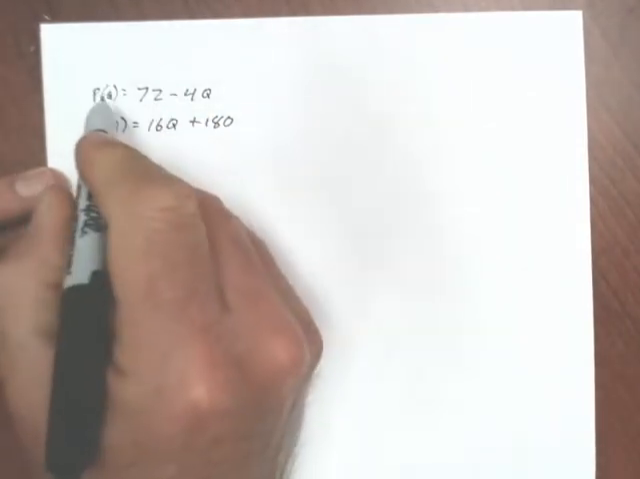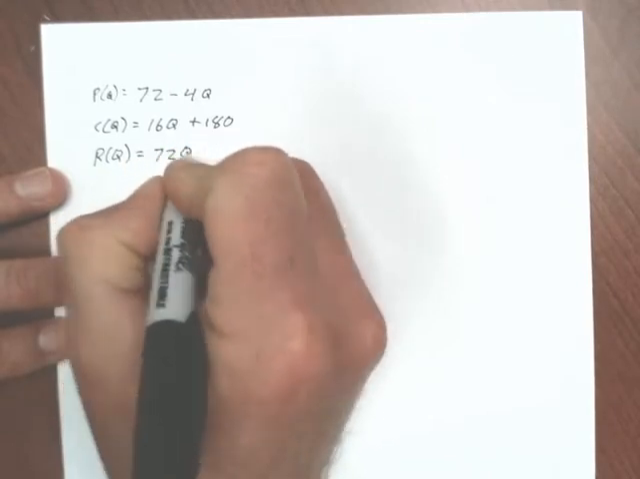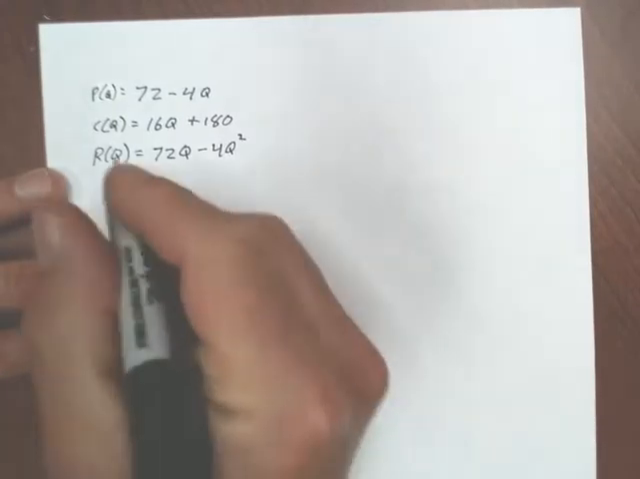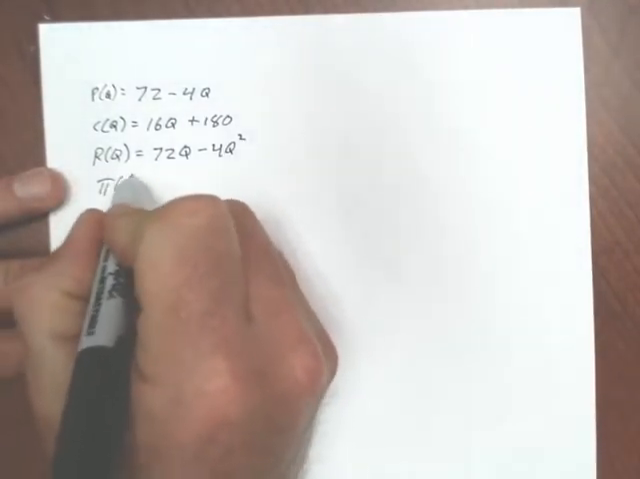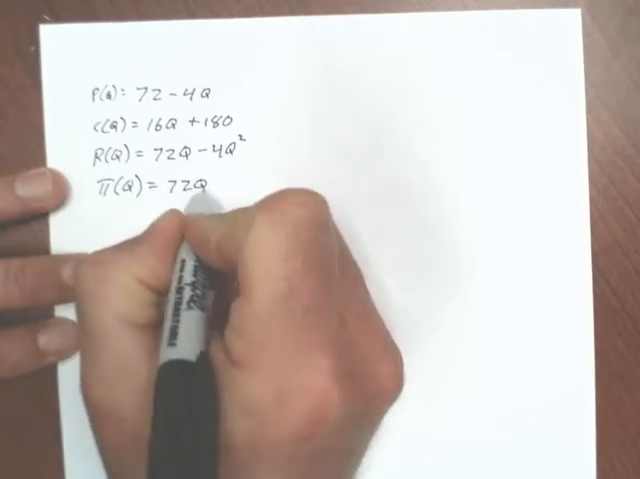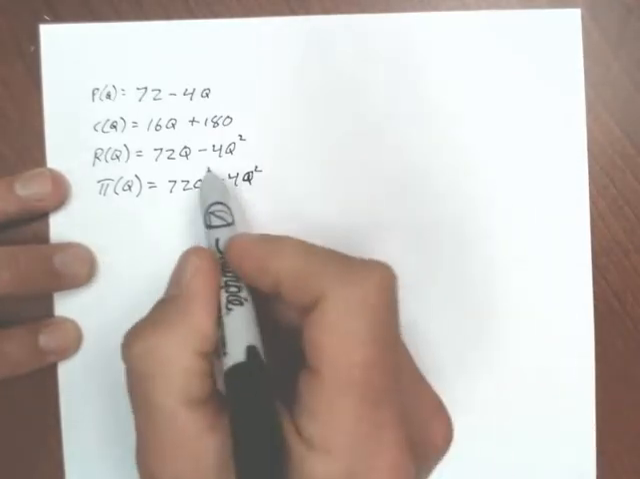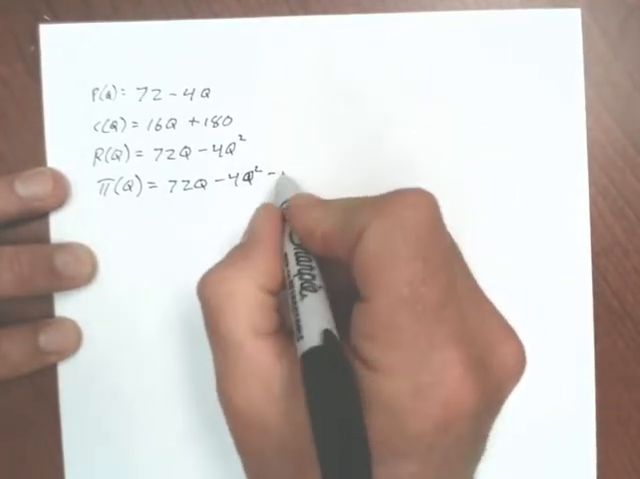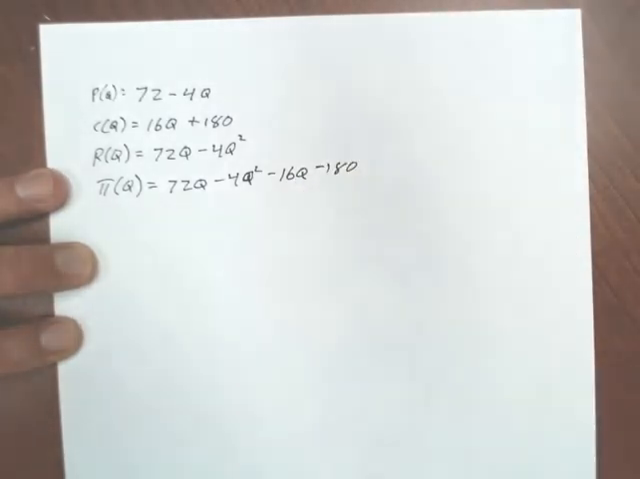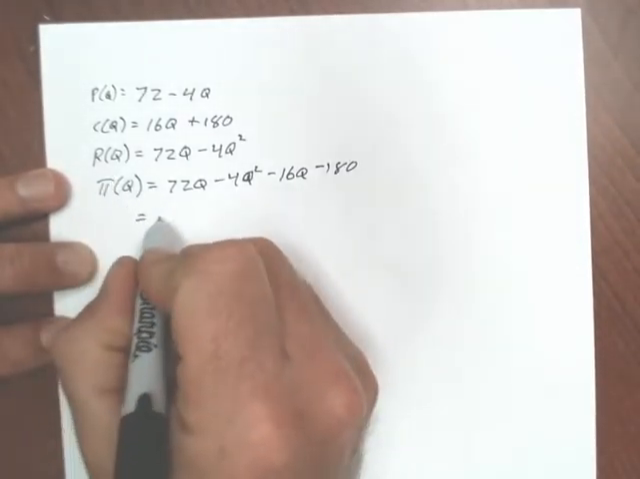Total revenue would be P of Q times Q. That will equal 72Q minus 4Q squared. So now our profit function takes the form 72Q minus 4Q squared, which is total revenue, minus total cost, 16Q plus 180. We're going to rewrite this and simplify.